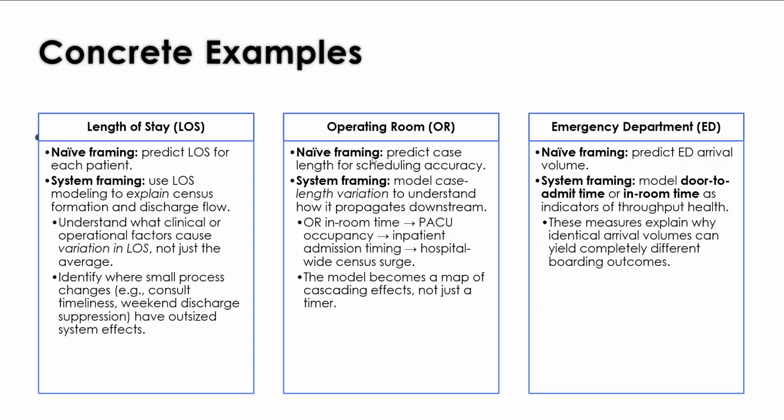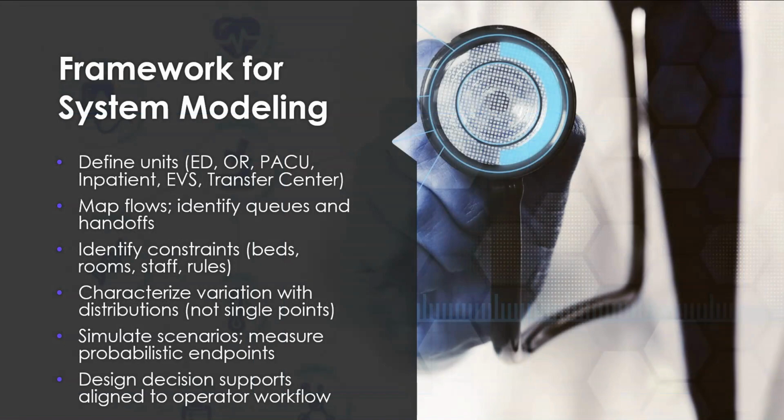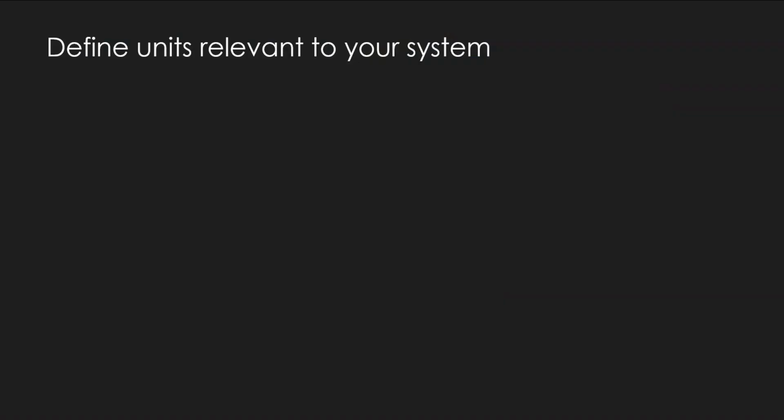So how are we going to do this? We are going to do this by following a framework, okay? Start by defining the units, map the flow of patients between them. We need to outline our constraints, characterize variation, and then we simulate to measure probabilistic endpoints. And if we're really taking it over the finish line, designing decision support aligned to those workflows.